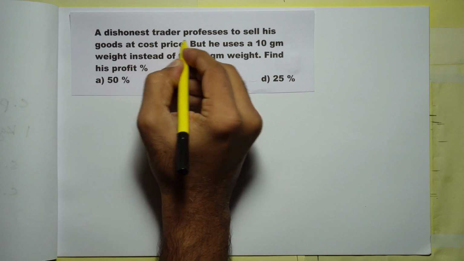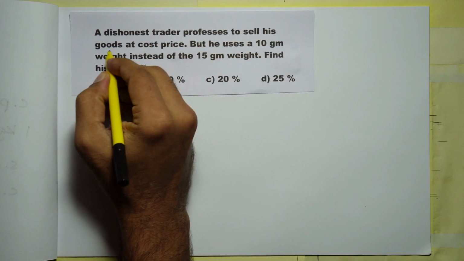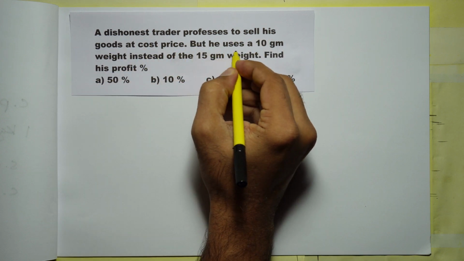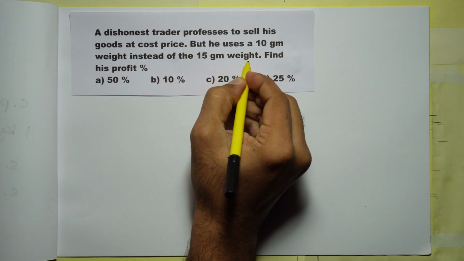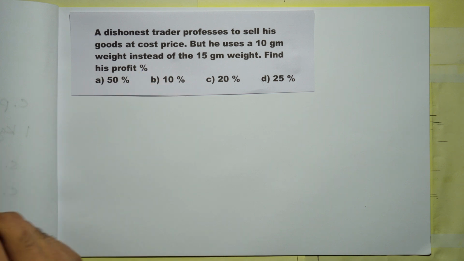A dishonest trader professes to sell his goods at cost price, but he uses a 10 gram weight instead of the 15 gram weight. Find his profit percentage.